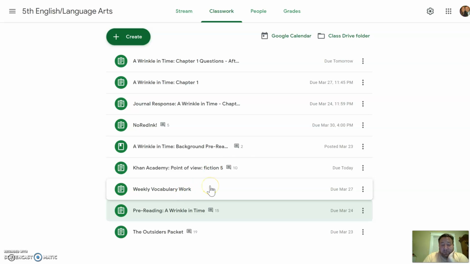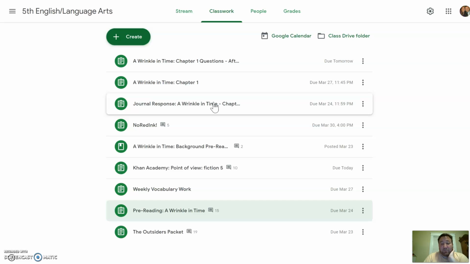Vocab work, there is a test on Friday. It's going to be a Google form, and it is a digital test with multiple choice questions, so be prepared for that. Khan Academy, a lot of you are getting that done. The background information here was just to help you understand the story a little bit more, and I hope that you read that. No Red Ink is due Monday, and there will be another assignment on Monday, so please make sure that you get these done so that you don't have missing assignments.